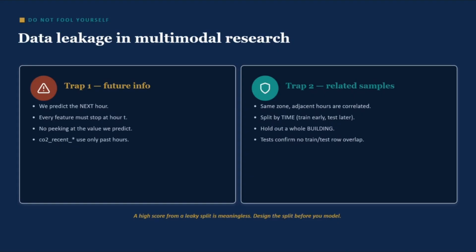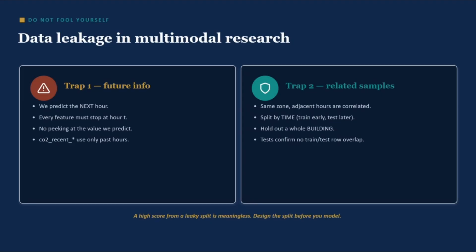One important thing is data leakage in multimodal research. Before we train anything, we need to make sure that we are not cheating. There are two major leakage risks here. First, future information leakage. We are predicting the next hour, so we cannot use information from the future as an input. This is very important. Every feature must stop at the decision time.